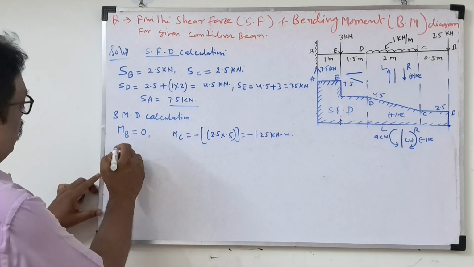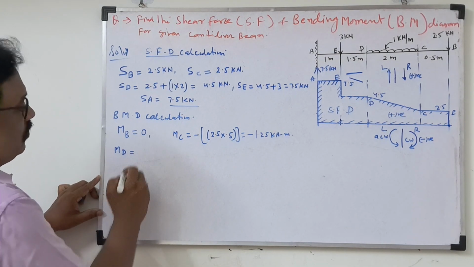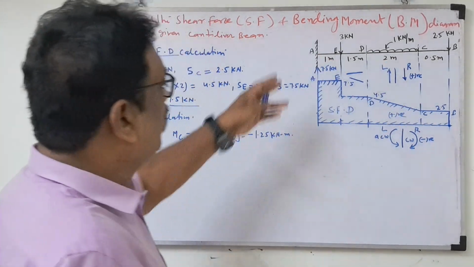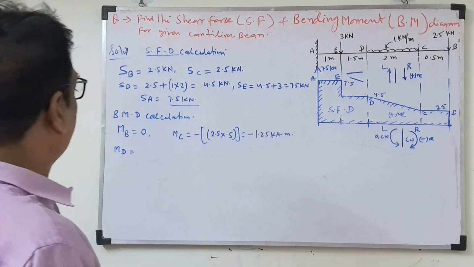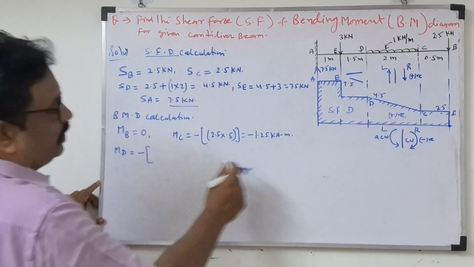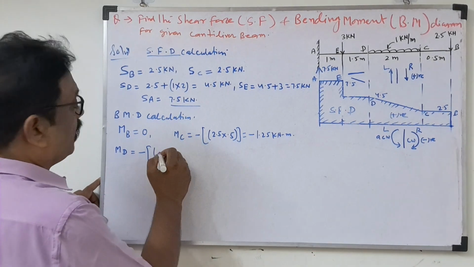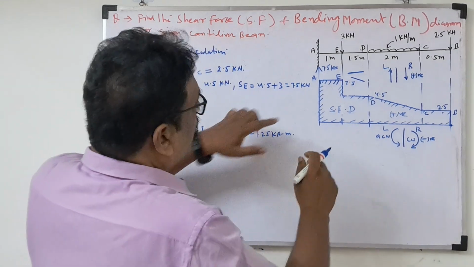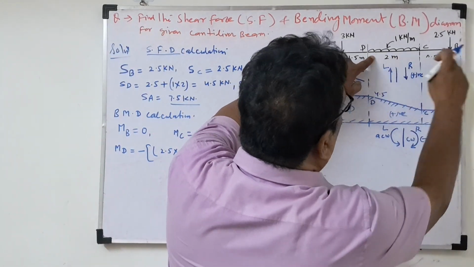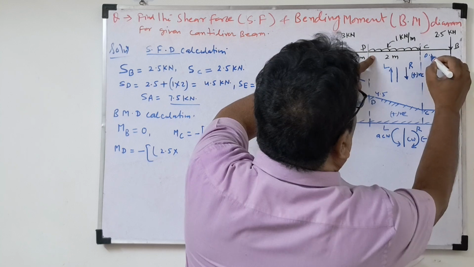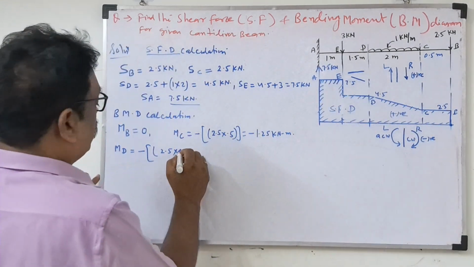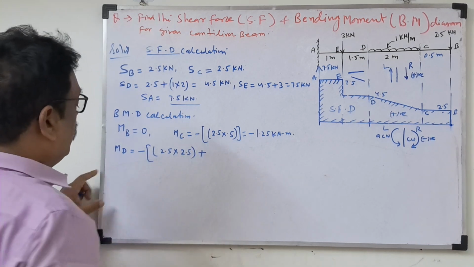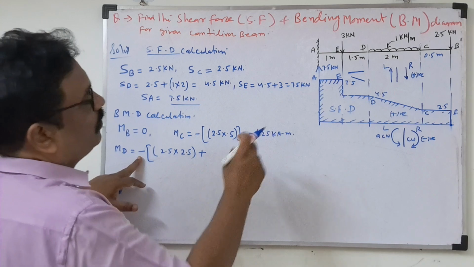Now we'll take the moment about D. Carefully watch all those things. Similar method, whatever load, how many point loads, how many UDLs they give, everything is the same concept. So take first negative. Why negative? Because due to the sign convention, negative is taken. Then 2.5 force into perpendicular distance. We are taking from D, so what is the length? 2.5 is 0.5 meter. Now plus, because minus is already taken common, so inside everything we write plus only.